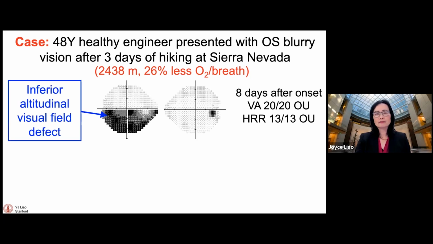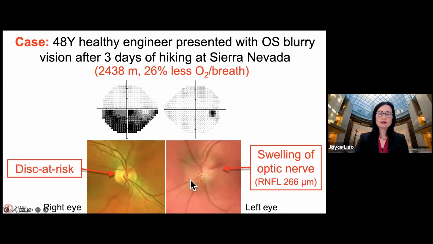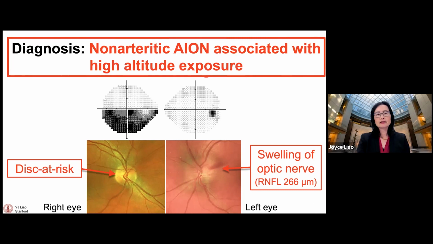I saw him 8 days after onset of his vision loss. He did have good central vision, which is 20/20 in both eyes, but there is a shadow in the lower portion of the left eye. Color exam of the optic nerve reveals swelling of the left eye optic nerve. And this patient was diagnosed with something called non-arteritic anterior ischemic optic neuropathy, also known as optic nerve stroke, associated with high altitude.